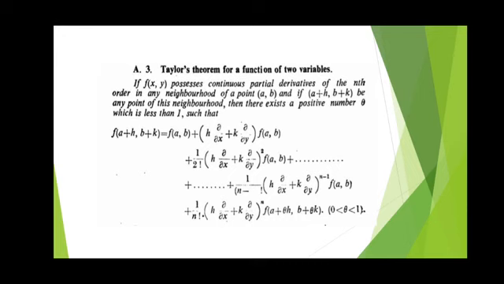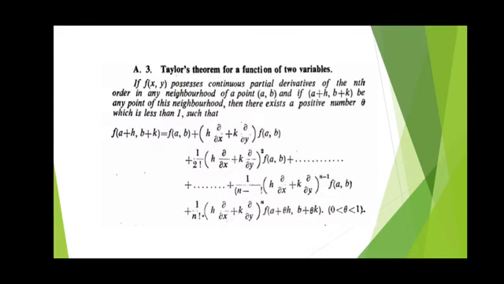So f of x comma y is equal to, we write this formula here. This is the formula for n terms.